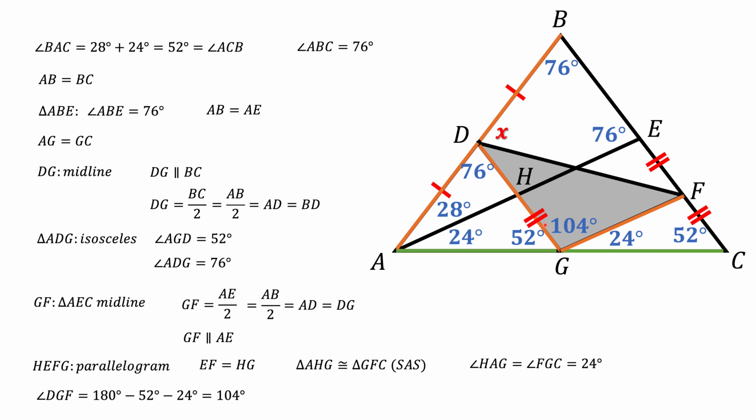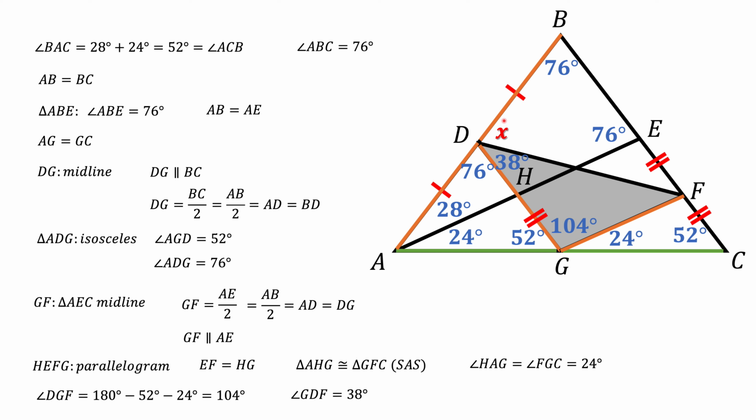The next thing, we're going to look at this gray triangle here. It's an isosceles triangle. DG equals GF. And in isosceles triangles, angles at the base should be congruent. We know the third angle of 104 degrees. It's easy to calculate that the other two angles should be 38 degrees.